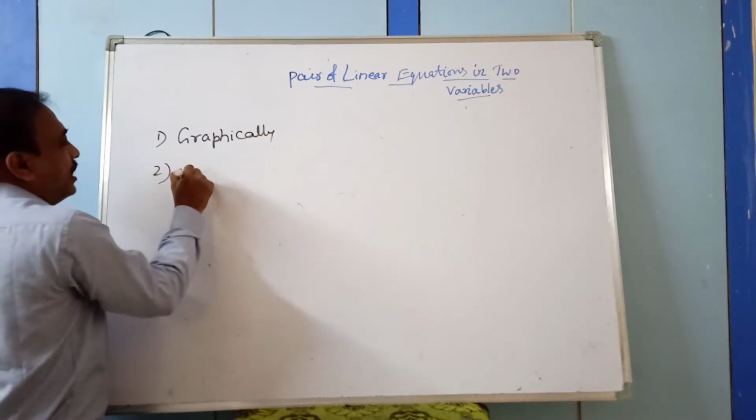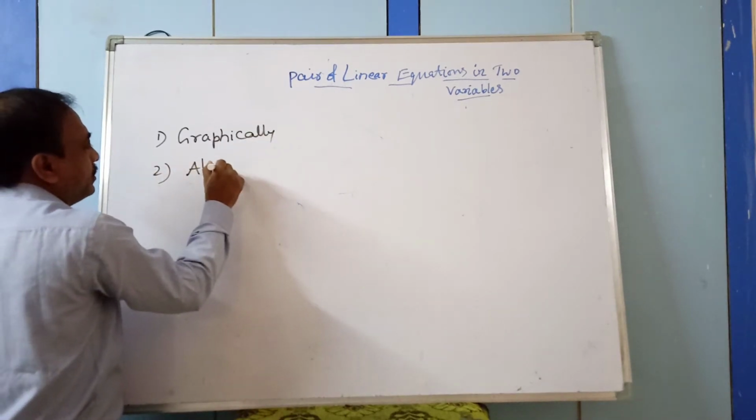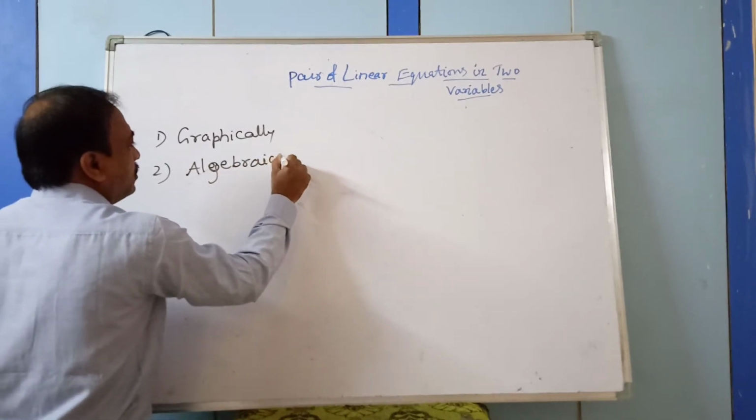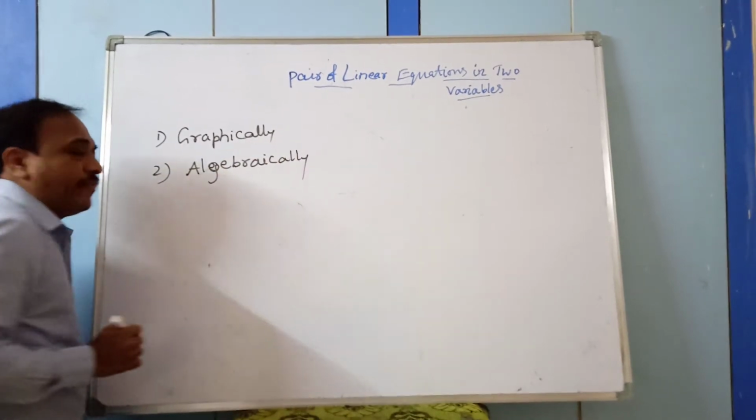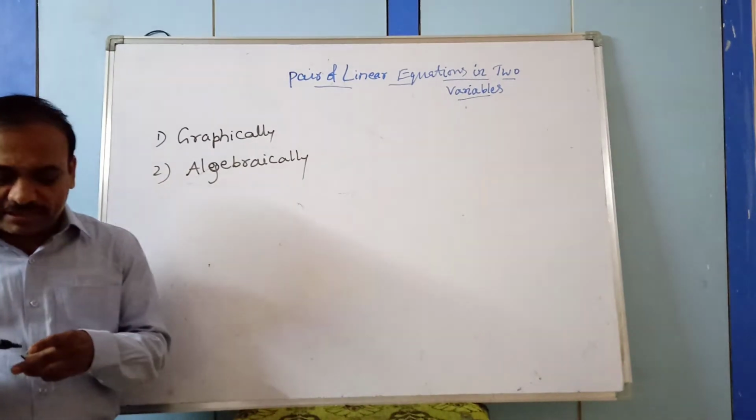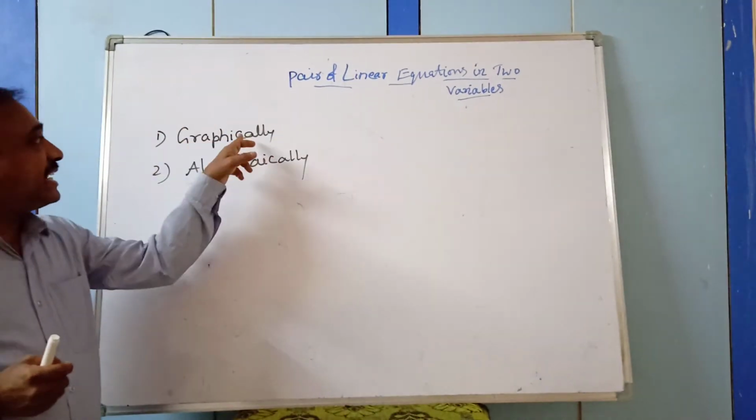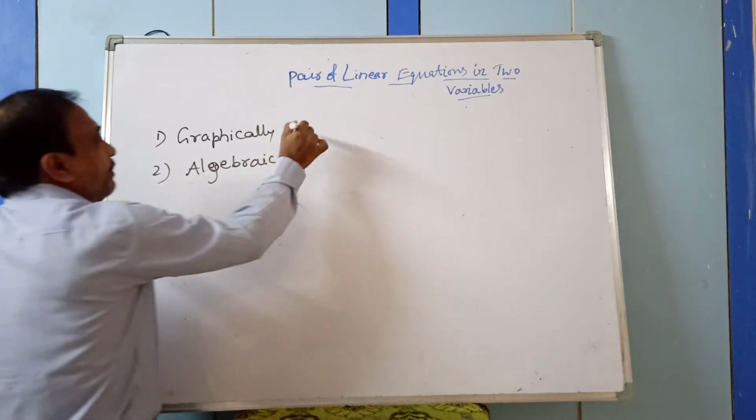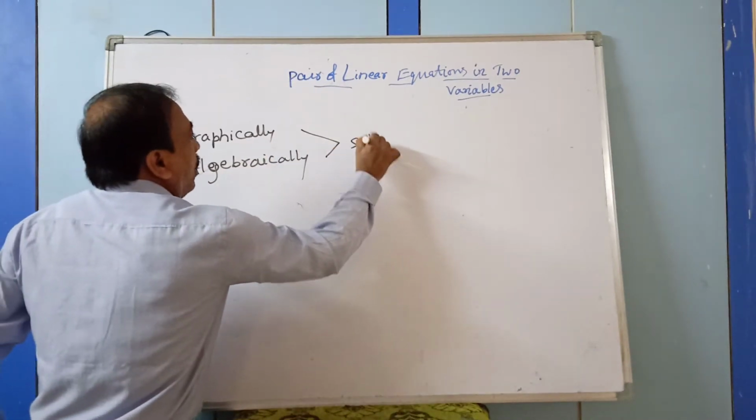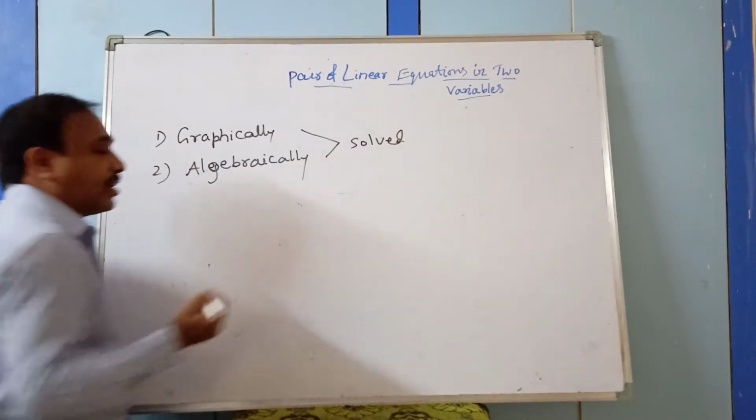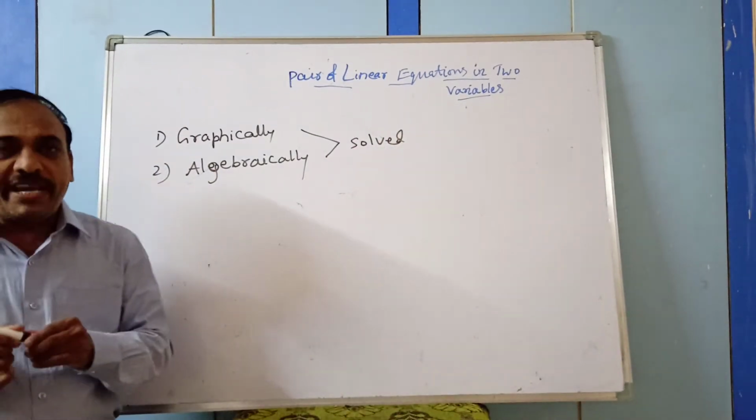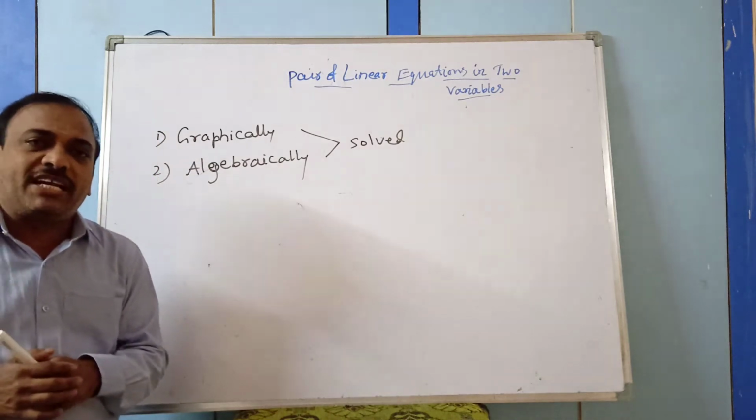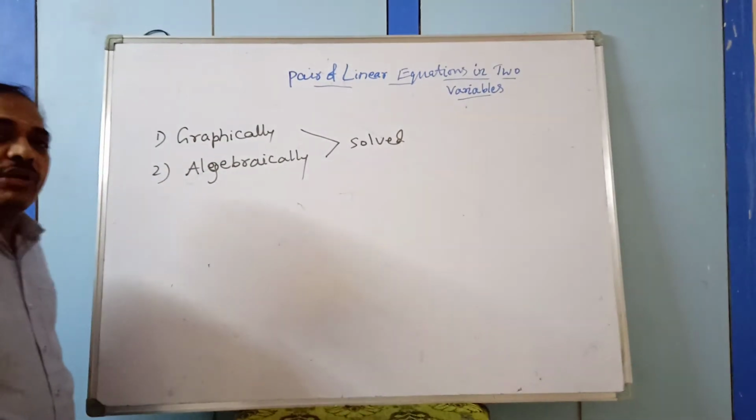and algebraically. Both the ways, we can represent graphically as well as algebraically, and these two can be solved both the ways, graphically and algebraic way. So graphically, pair of linear equations in two variables. What are the pair of linear equations in two variables?